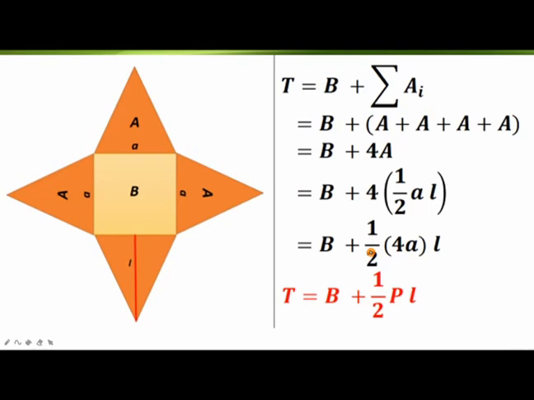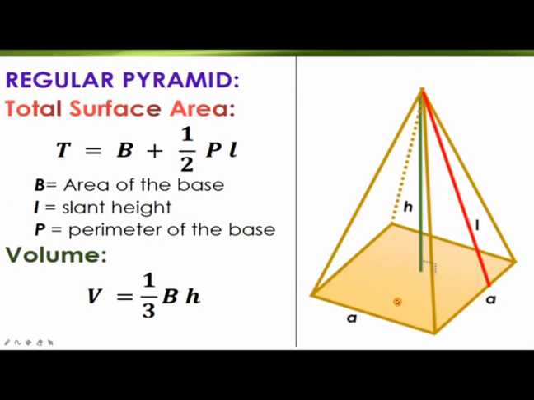Therefore, the total surface area can be calculated using this formula. T is equal to B plus 1/2 P times L, where B is the area of the base, L is the slant height, and P is the perimeter of the base. We can actually use this formula to calculate the total surface area of any regular pyramid. On the other hand, for the volume, it is V is equal to 1/3 area of the base times height.